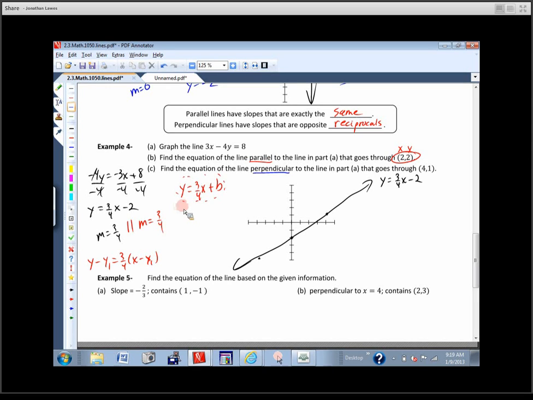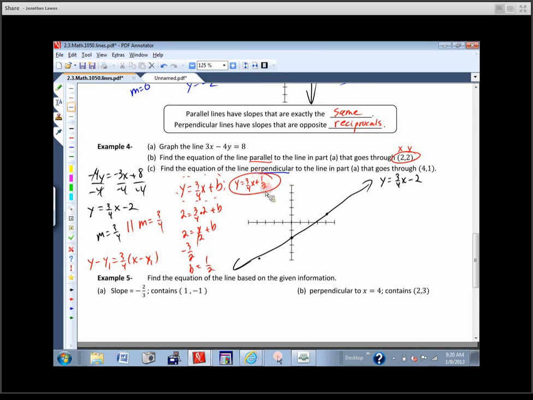So this is 2 equals 3/4 times 2 plus b. So let's see, 2 equals, this is going to cancel here. So that's going to be 3/2 plus b, and then I'm going to subtract 3/2. So I get b equals, correct me if I'm wrong, but that's going to be 1/2. So that means my line is y equals 3/4 x plus 1/2. So it's going to cross at 1/2.